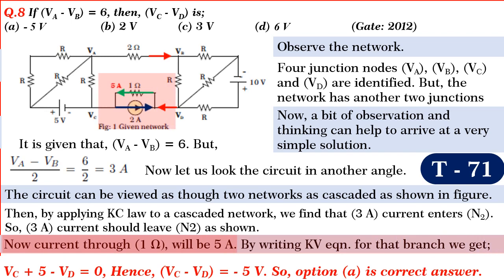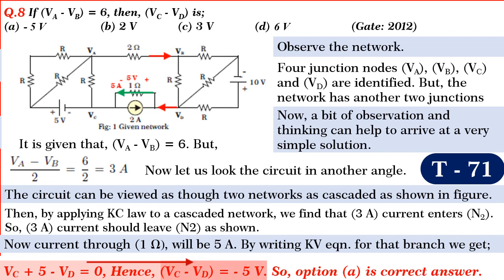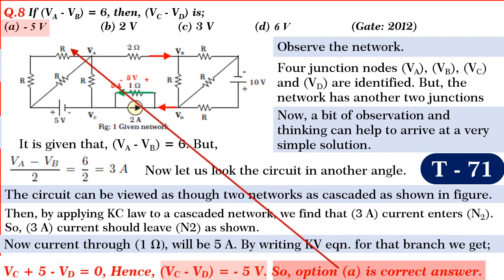in the direction shown. By writing the Kirchhoff's voltage equation for the branch, as explained earlier, with respect to any other reference node, we get Vc plus 5 minus Vd is equal to 0. Hence, Vc minus Vd is equal to minus 5 volts. So, the option A is the correct answer.